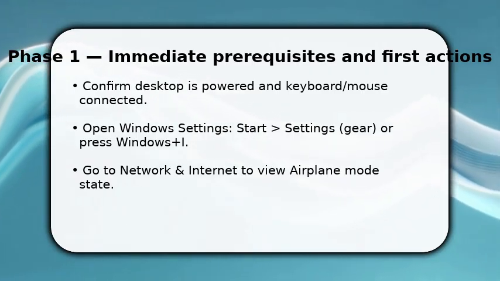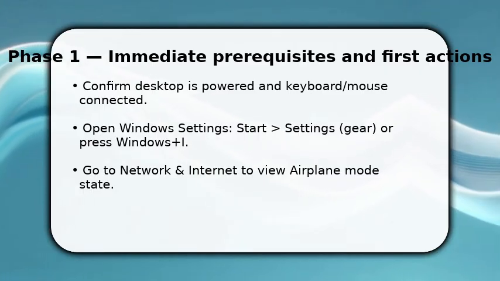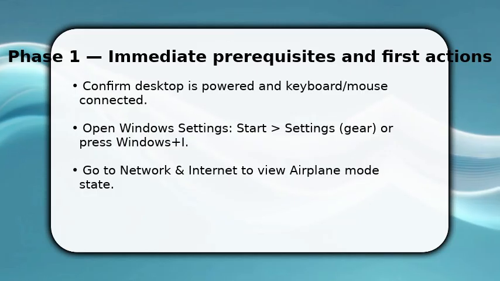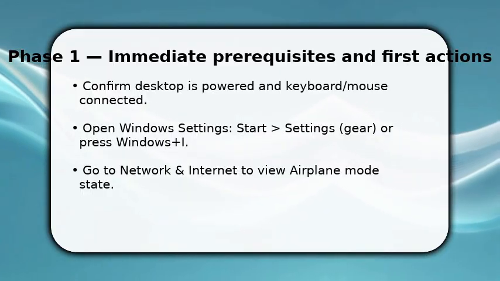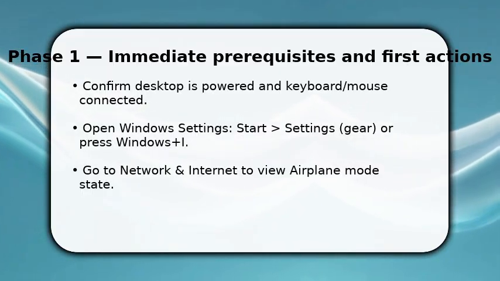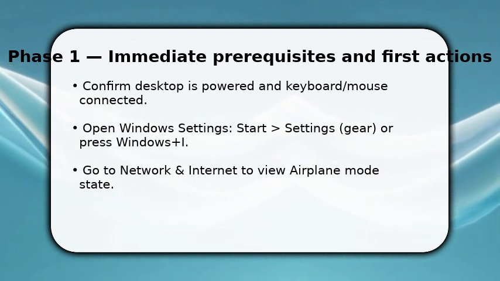Once there, choose Network and Internet so you can see the airplane mode toggle and current radio states. You do this because the setting centralizes Wi-Fi and Bluetooth radios. By opening it first, you avoid chasing device drivers or unrelated panels, and you can act immediately.